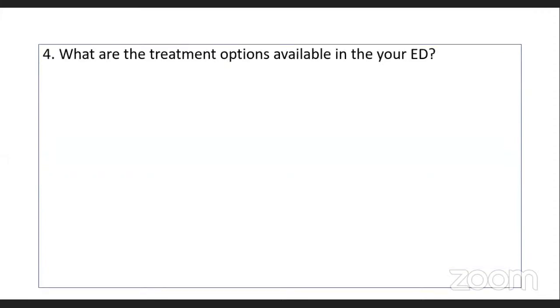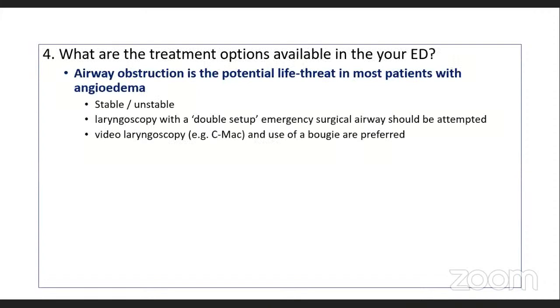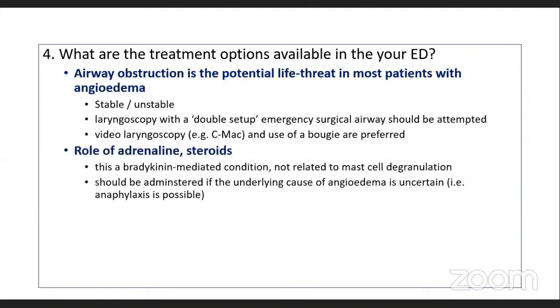Okay. And what is my treatment? I need to identify the level of airway obstruction, and you need to treat. Sometimes you might need to go ahead with the front of neck access, or you might need immediate intubation. Okay, but it is dependent on your case. In addition, you can give adrenaline and steroid, because most likely this patient is having angioedema, but you need to exclude anaphylaxis as well.